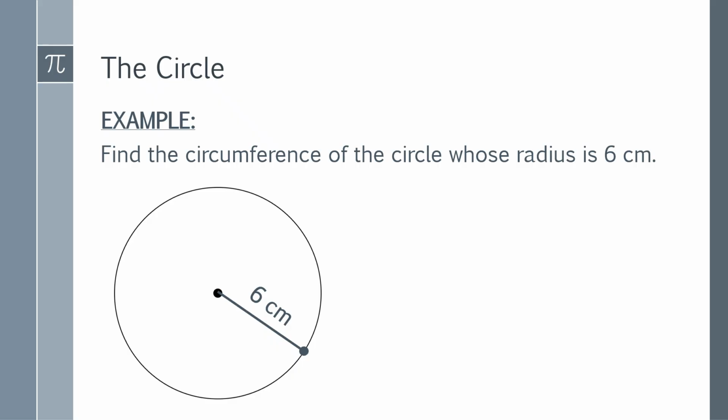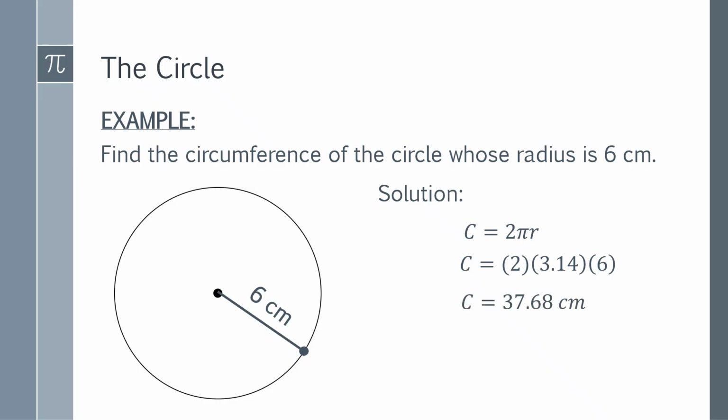Done already? So what's your solution? So our solution here is C is equal to 2 pi R. Okay? So we have here C is equal to 2 times 3.14 times 6. And 2 times 3.14 times 6 here is 37.68 centimeters. If you get this correct, then you are a genius. So do not forget, whenever you compute this, you have to use the calculator.